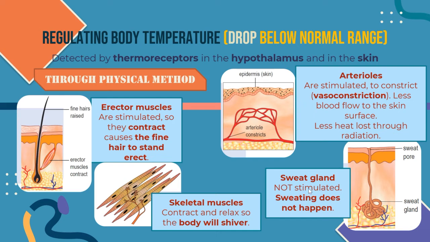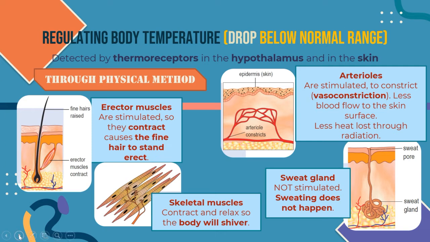And okay, last one, the sweat glands. Sweat glands are not stimulated, so sweating does not happen, and less heat is lost to the environment. All right. So these are the corrective mechanisms through the physical method to increase the body temperature back to the normal range.